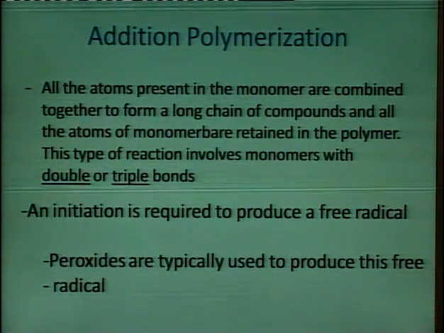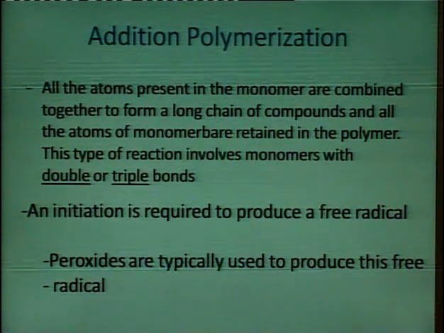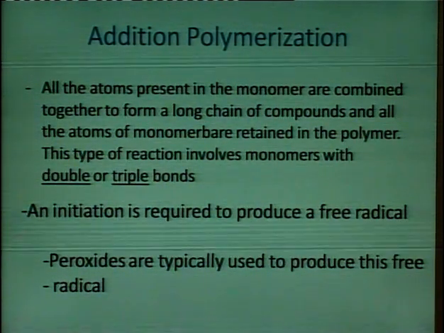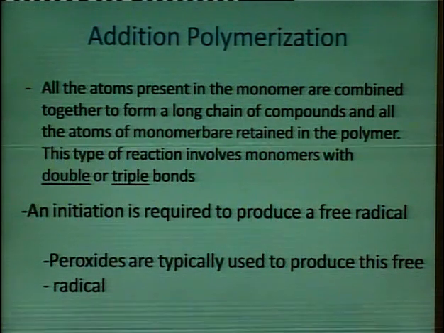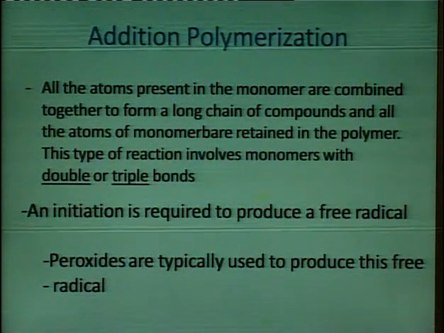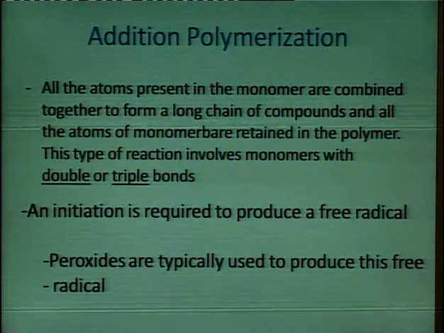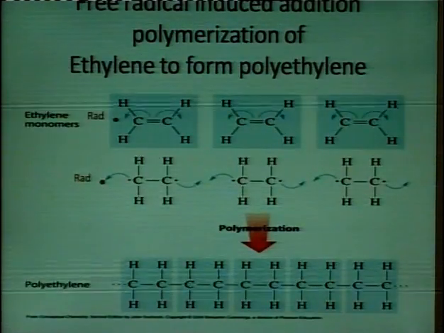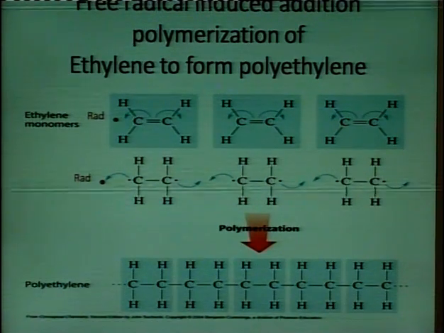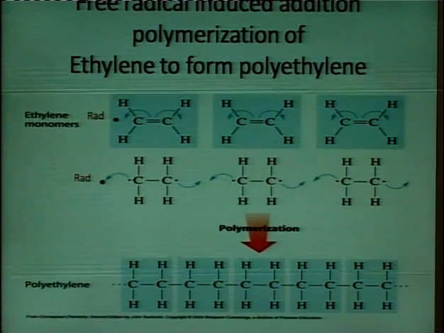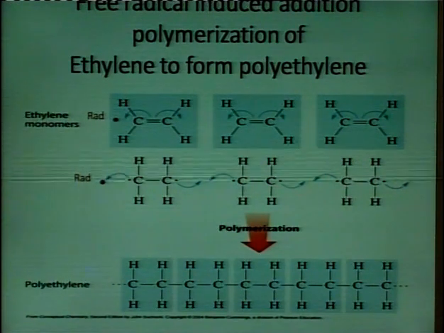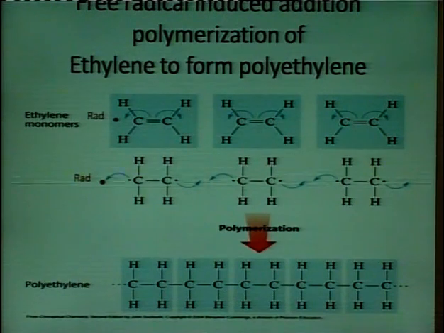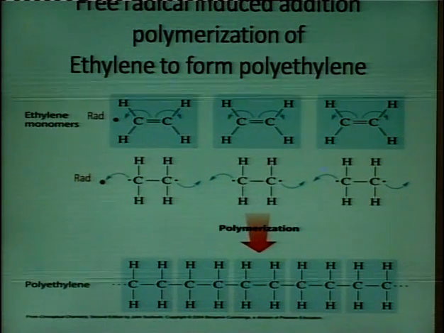This type of reaction involves monomers with double or triple bonds. An initiator is required to produce a free radical. Peroxides are typically used to produce this free radical. So, when ethene reacts with the free radical, it forms a long chain of compound and that is known as polyethene.